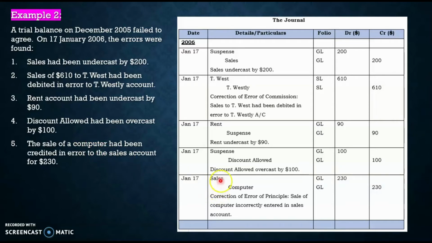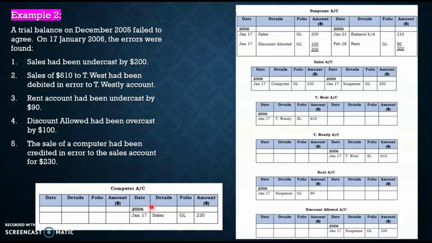So we're going to debit sales and credit computer because we sold the computer. So we'd have initially credited the sales account, and then because we made that mistake, we're going to debit sales to remove it from that account and put it in the correct account. Correction of error of principle, sale of computer incorrectly entered in the sales account. Let's move on and look at our ledgers.